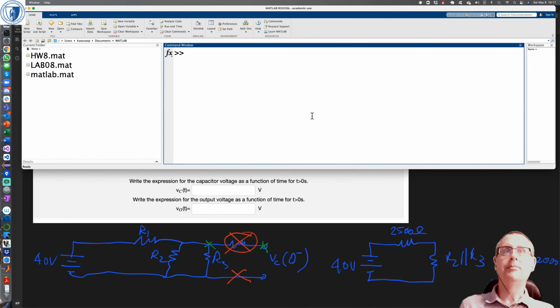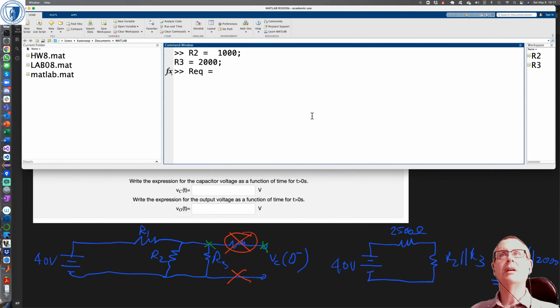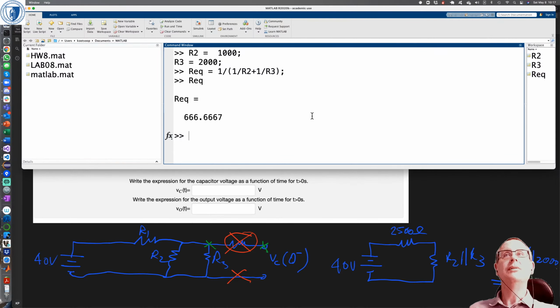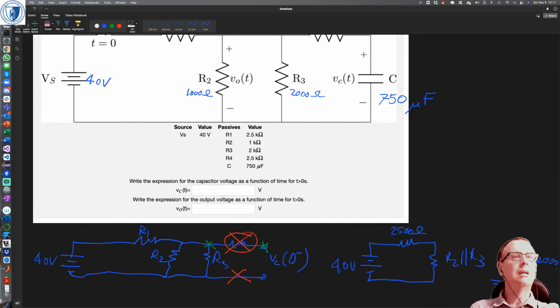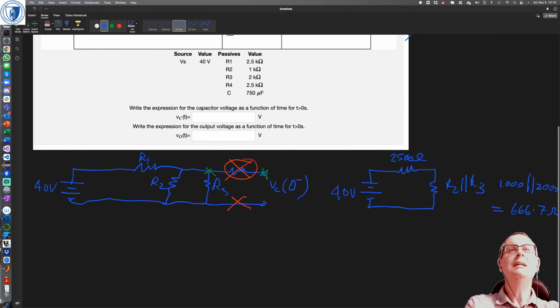Right, so R2 was 1,000, R3 was 2,000, and R equivalent is 1 on R2 plus 1 on R3, which is 667 or 666.7 ohms, to 4 significant figures. Okay?